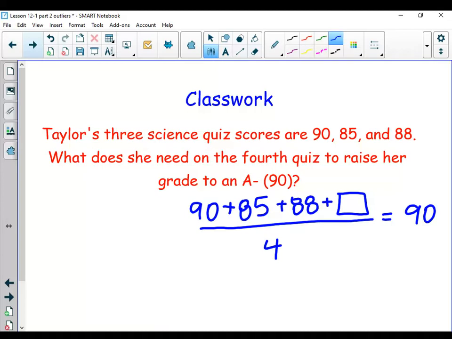100. No, 100 would be good. 90. 90 and above. 90 plus 85 plus 88 divided by 4 to get her there. Yes. Yes. Obviously, I was thinking that.